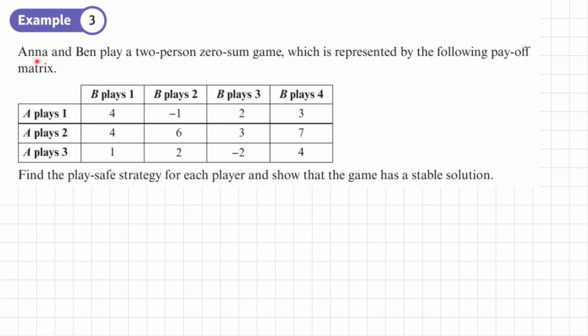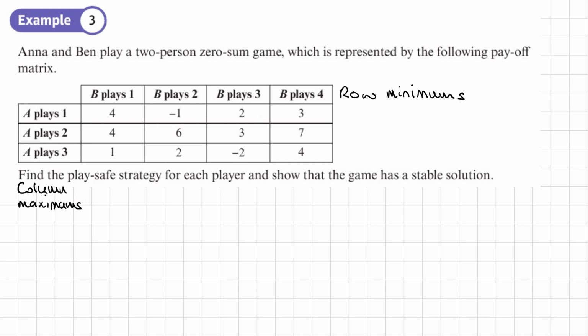Example 3. Anna and Ben play a two-person zero-sum game, which is represented by the following payoff matrix, which is here. What we need to do is to find the play safe strategy for each player and show that the game has a stable solution. So let's start by finding the row minimums and the column maximums.